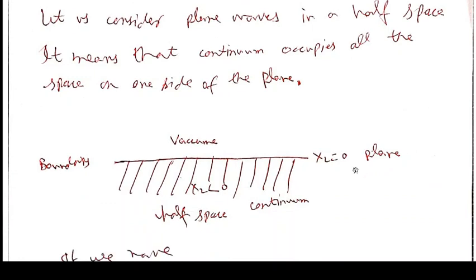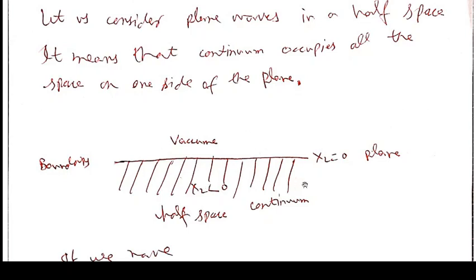Suppose that you have a plane x2 equal to 0. So there will be a boundary line here, and this denotes x2 equal to 0. Now we have two halves of this plane, above and below. This is a half space, and this is also a half space, and this is the whole space.